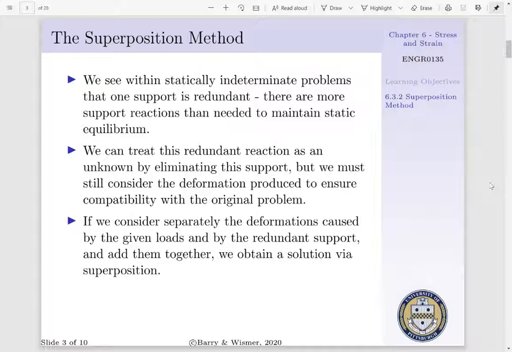Now, we can treat this redundant reaction as an unknown by eliminating the support. But we must consider the deformation produced by the support to ensure compatibility with the original problem. If we consider separately the deformations caused by our given loads and by the redundant support, and then add them together, we can obtain a solution for our reactionary forces via superposition.